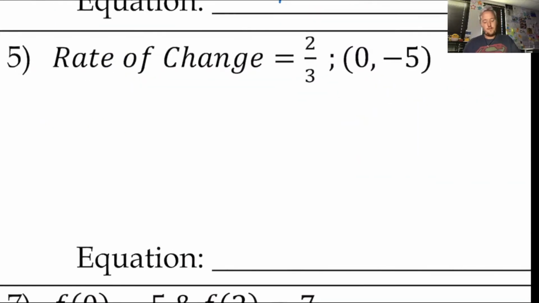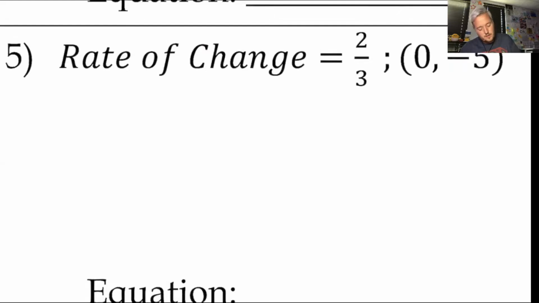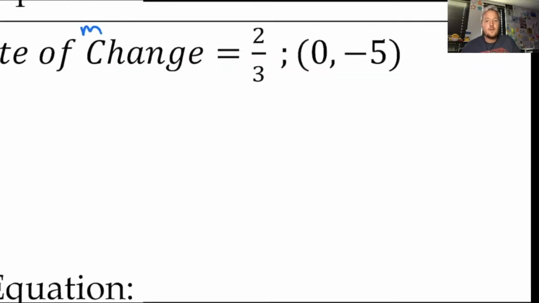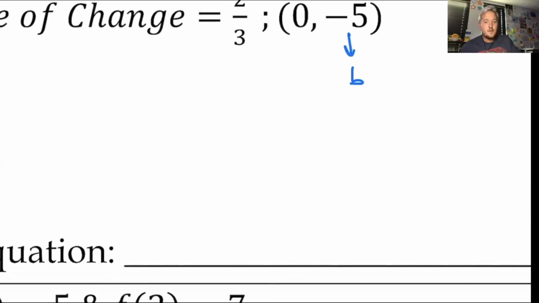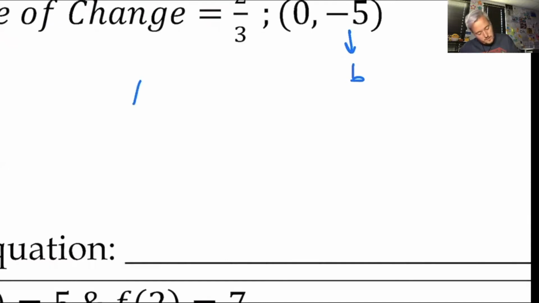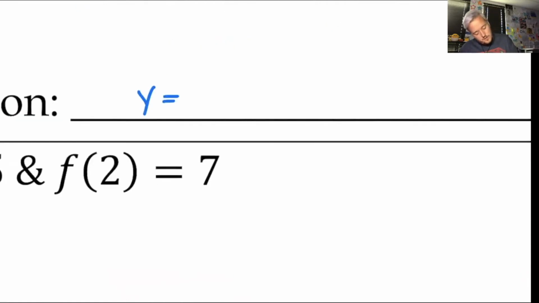So now looking at number 5. So as mentioned before, rate of change is just another way of saying slope. So this is your m value. And then just like mentioned before, if I write 0, a number, this is your b value. So your equation here is going to be y equals 2/3 x plus a -5. So whenever we're adding a negative, that just turns into subtraction. So this is just going to be y equals 2/3 x minus 5.